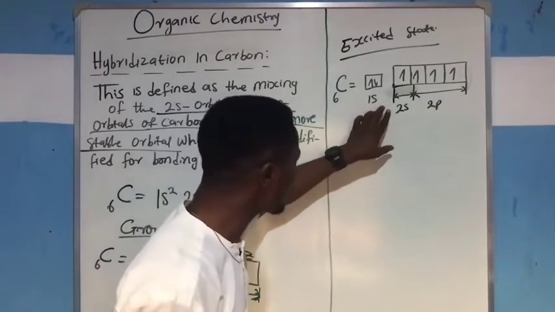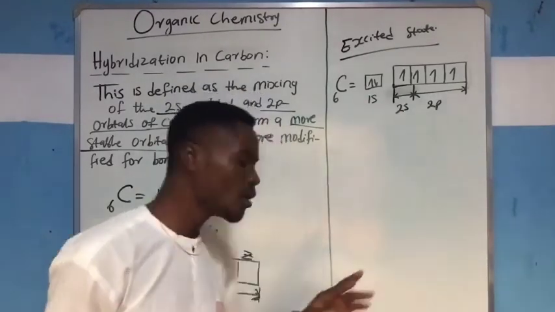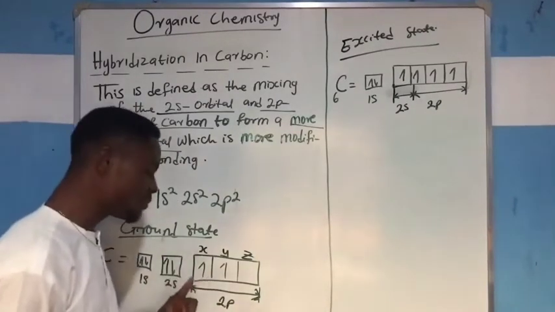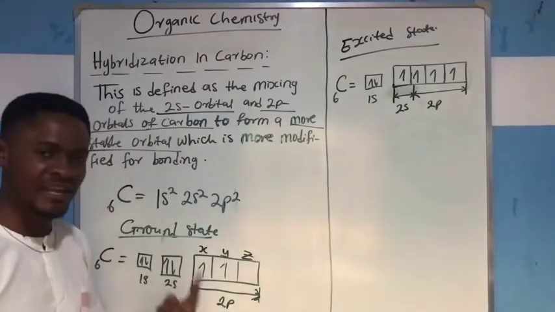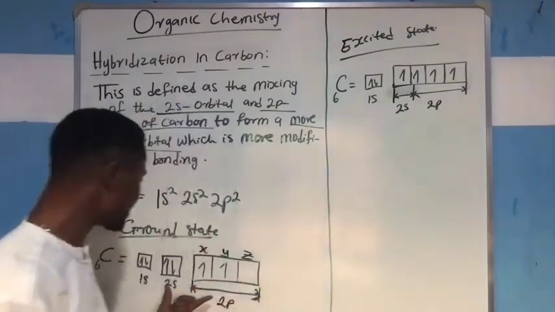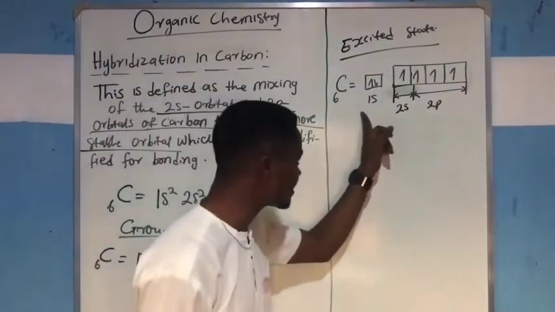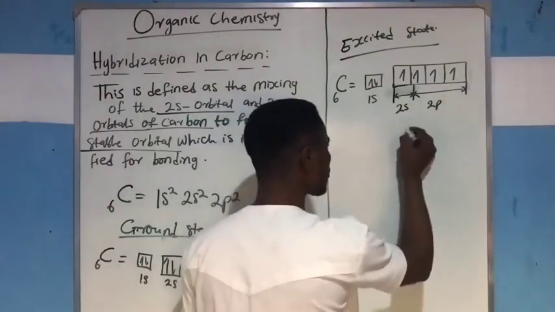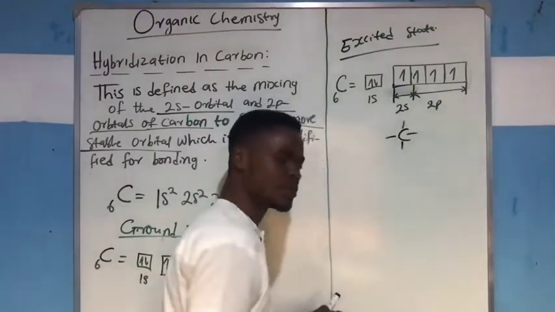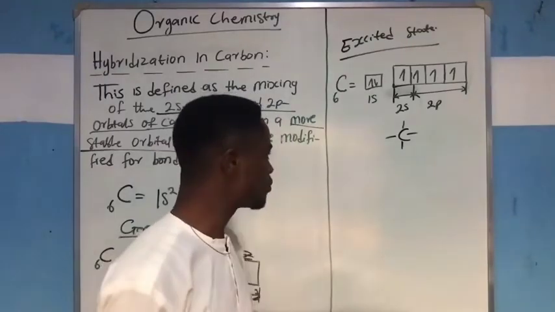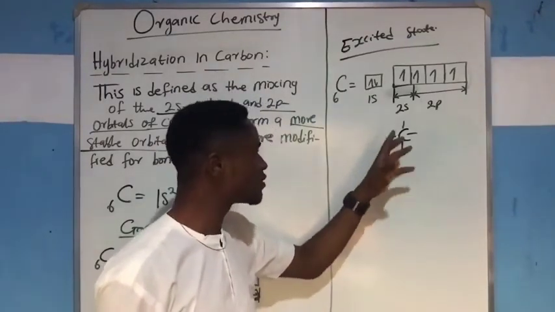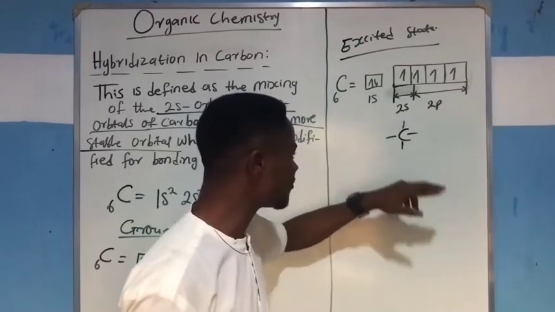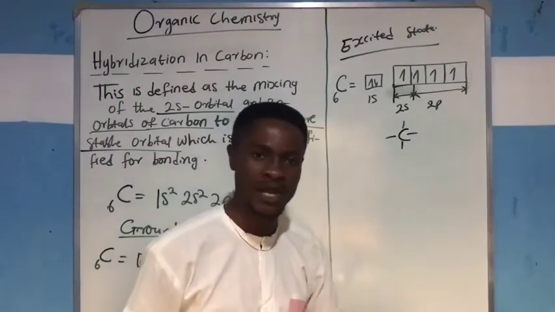So the excited state of carbon has 4 unpaired electrons, but in the ground state, carbon has 2 unpaired electrons. Now, had carbon existed in the ground state, it would have been divalent in nature. But because carbon does not exist in the ground state, but exists in the excited state, that is why carbon is tetravalent. And it therefore means that whenever carbon is drawn in any organic compound, it must be surrounded with 4 bonds. So this excited state of carbon explains why carbon must be surrounded with 4 bonds whenever it is drawn in any organic compound.